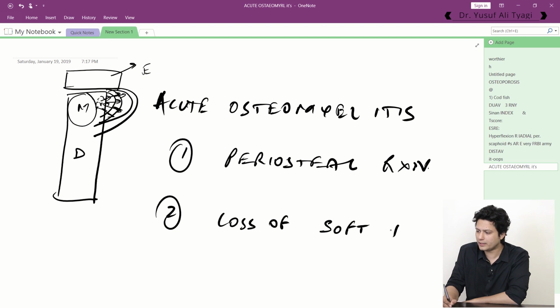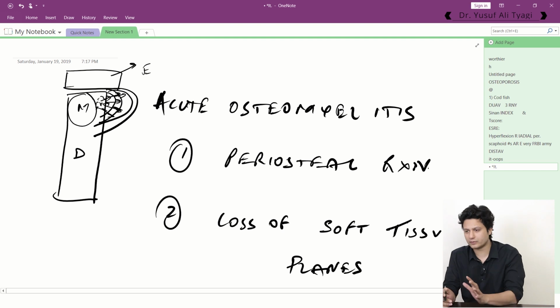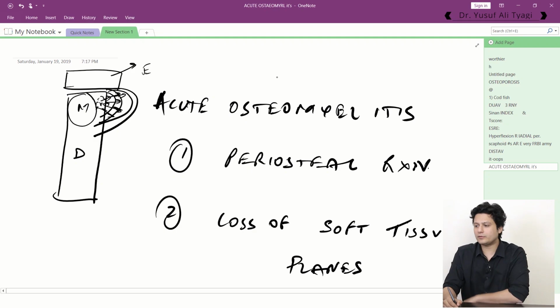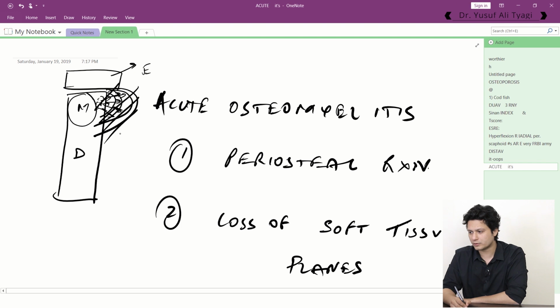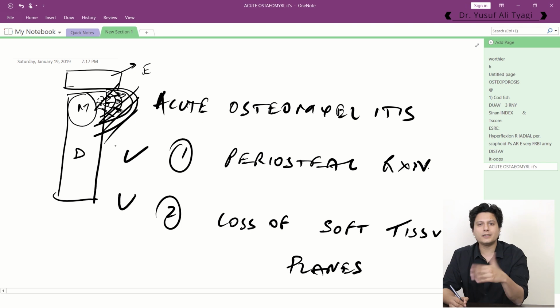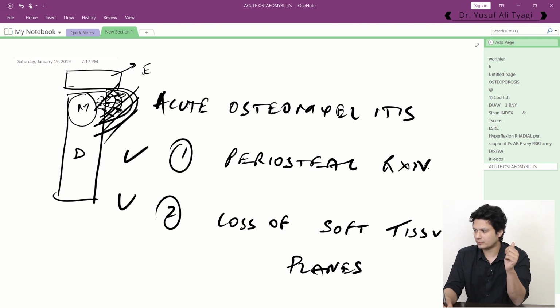Soft tissue planes, because nowadays the x-rays which are used are digital x-rays, where the planes of the soft tissue, as far as the separation from the bone to the inner soft tissue is concerned, and in between the two compartments, that means from the outer to the inner compartment, there is a plane of difference. If there is a collection of the abscess in between, then that soft tissue plane is also lost. So these are the two key terms for reaching the diagnosis of acute osteomyelitis.